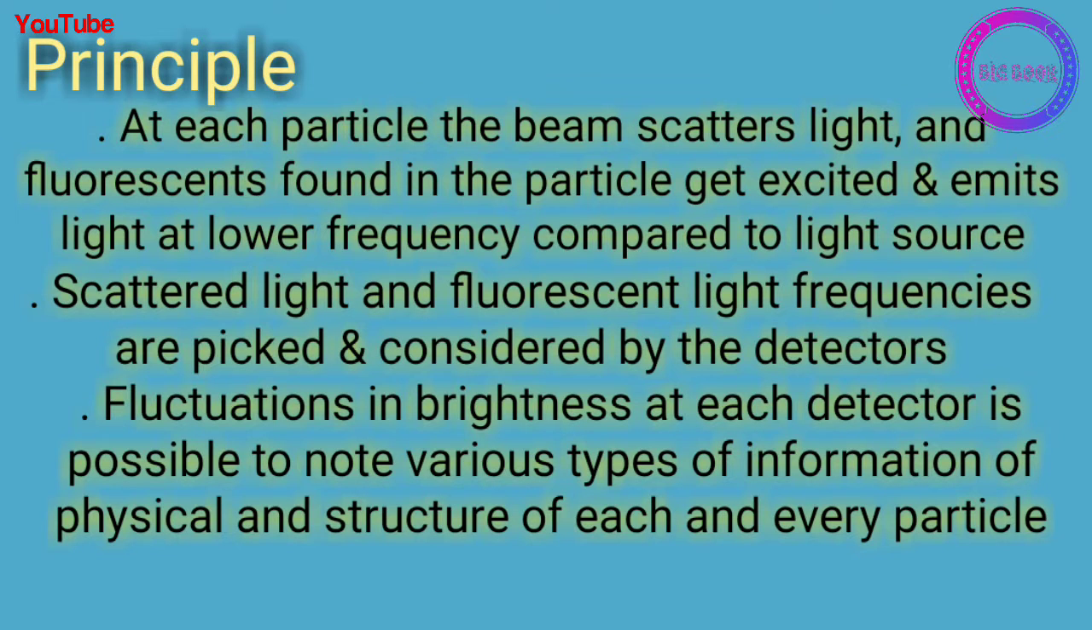Scattered light and fluorescent light frequencies are picked up and considered by the detectors and passed to the computation source, that is the computers, and further the result will be seen. Fluctuations in brightness at each detector make it possible to note various types of information about the physical properties and structure of each and every particle.